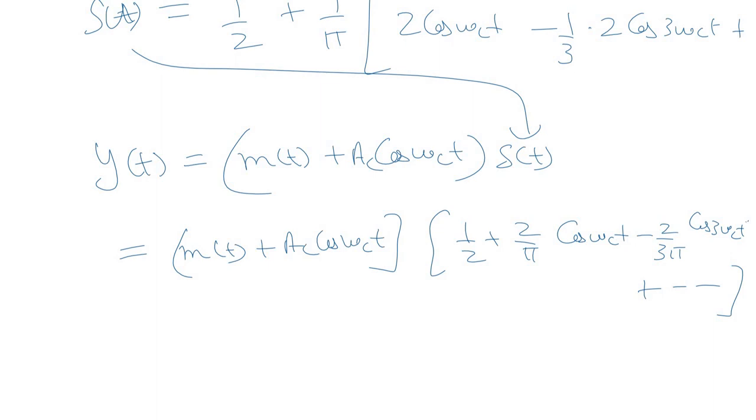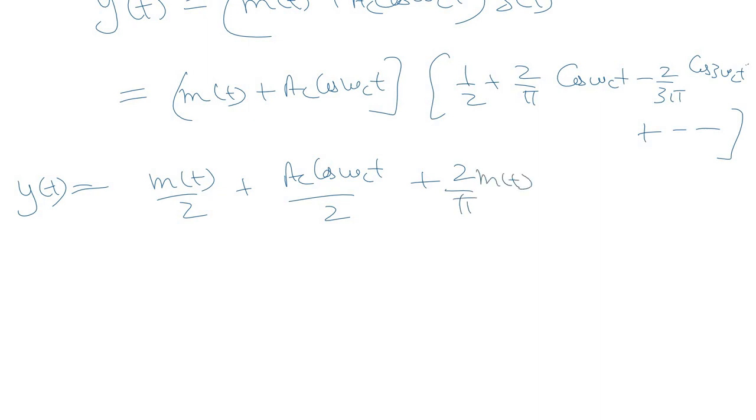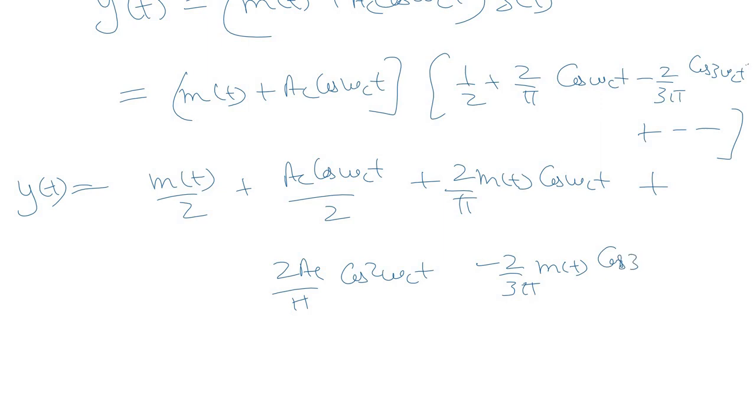Now simplify this expression. This is the y(t) expression, right? This is m(t)/2 plus Ac cos(ωct)/2 plus (2/π) m(t) cos(ωct) plus (2Ac/π) cos²(ωct) minus (2/3π) m(t) cos(3ωct) minus (2/3π) Ac cos(ωct) cos(3ωct), and so on. These will be the terms.